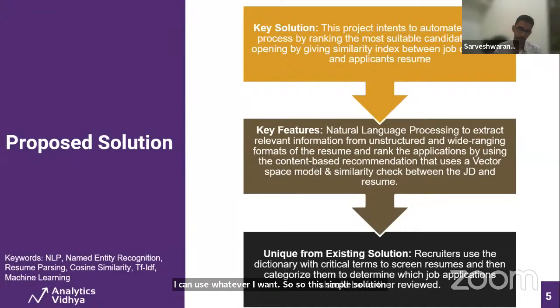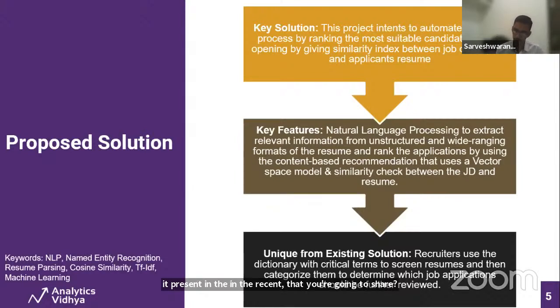So that's the speciality of this project and the solution, right? The key feature is natural language processing to extract the relevant information from unstructured and wide-ranging formats of the resume, right? And rank the applicants by using content-based recommendation that uses a vector space model and similarity check between the job description and the resumes that we have, as I have explained to you clearly. Right. So what is the uniqueness of the solution? So far, what automation people are doing is to take the key entities and search for the key skills. Is it present in the resume that you're going to share, right?